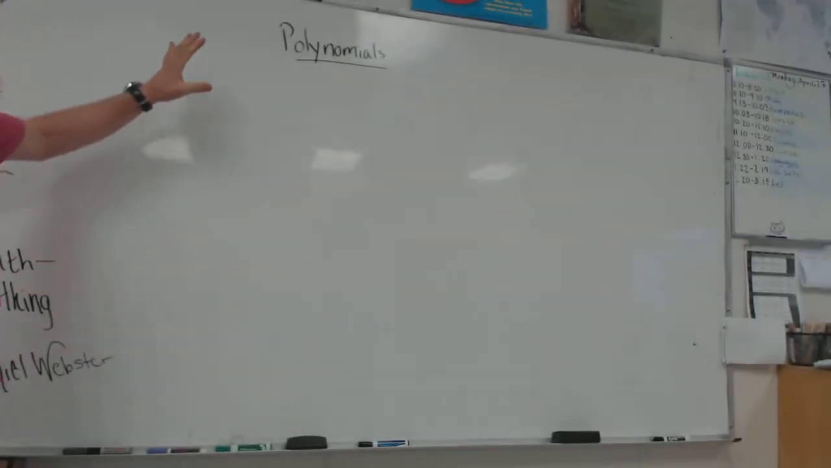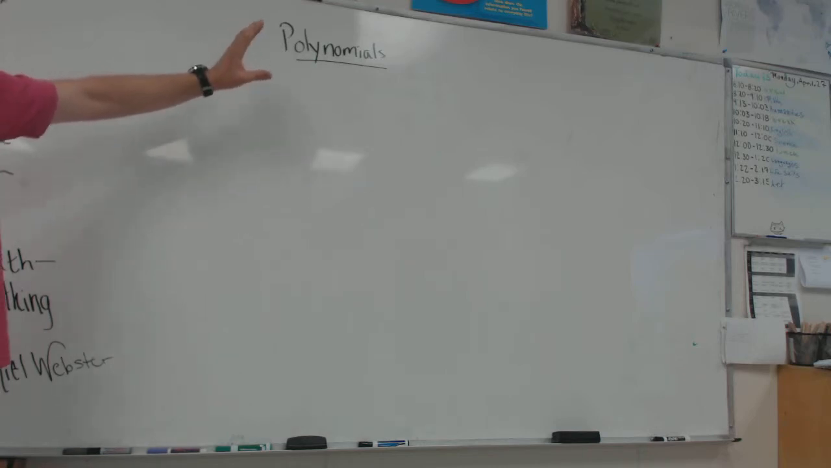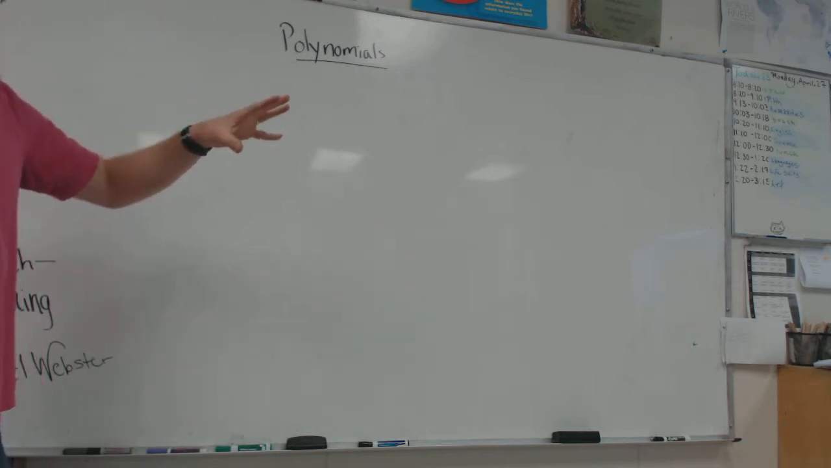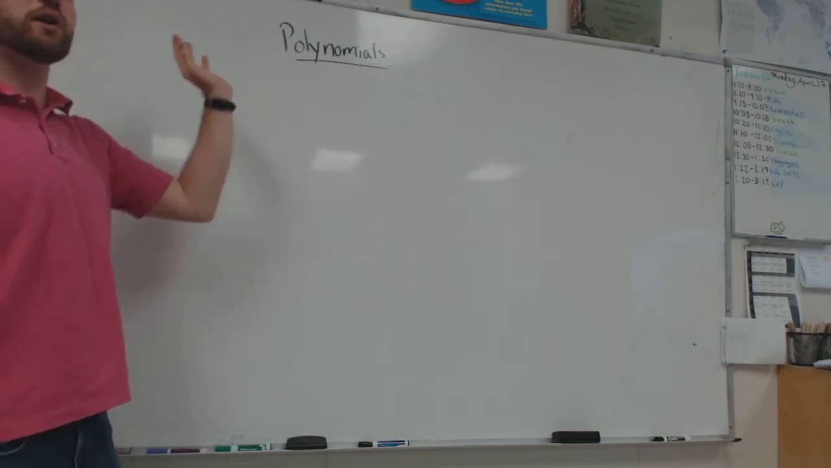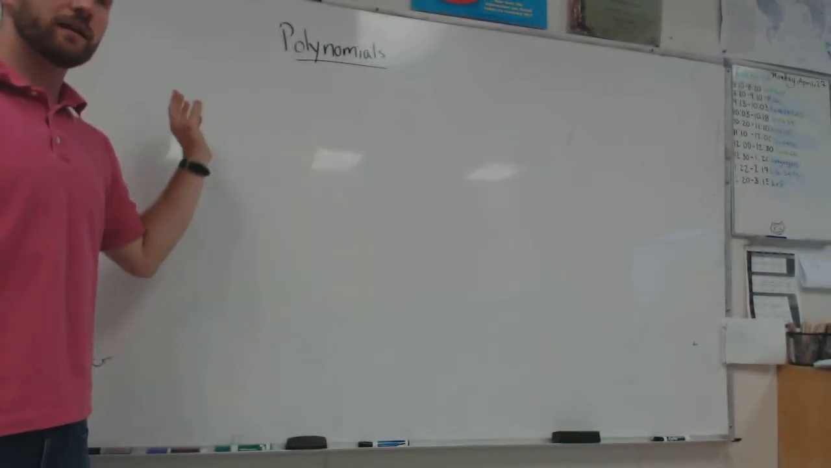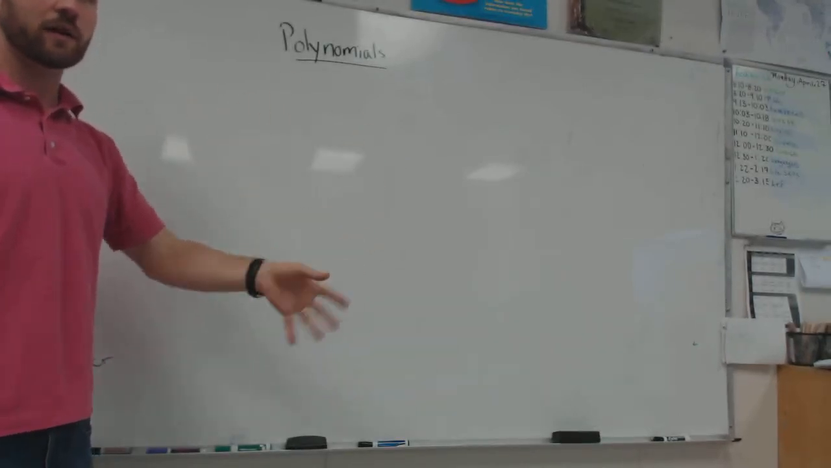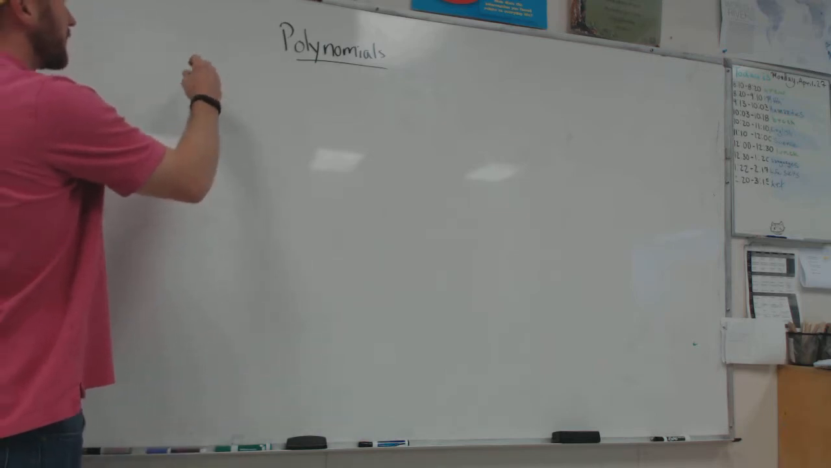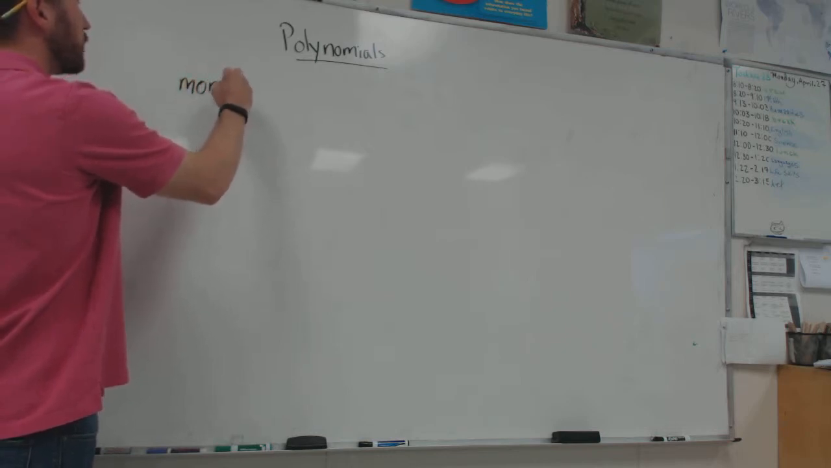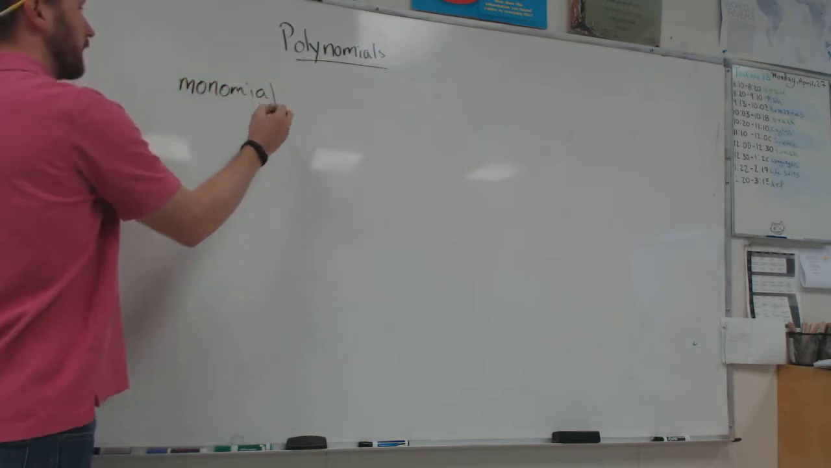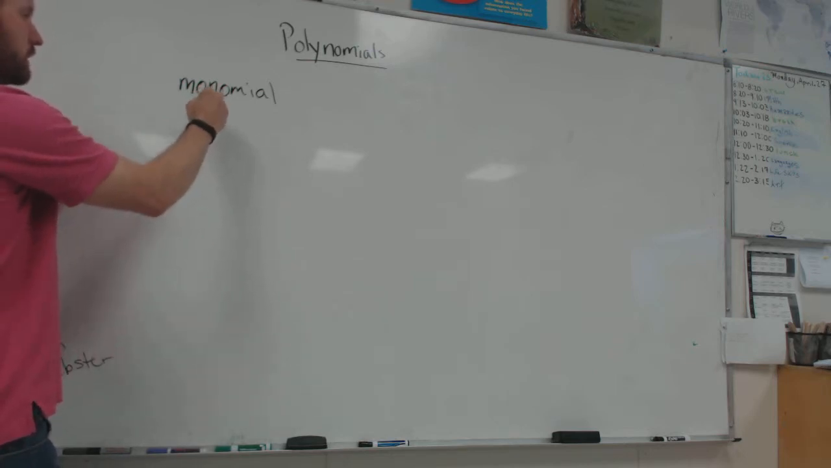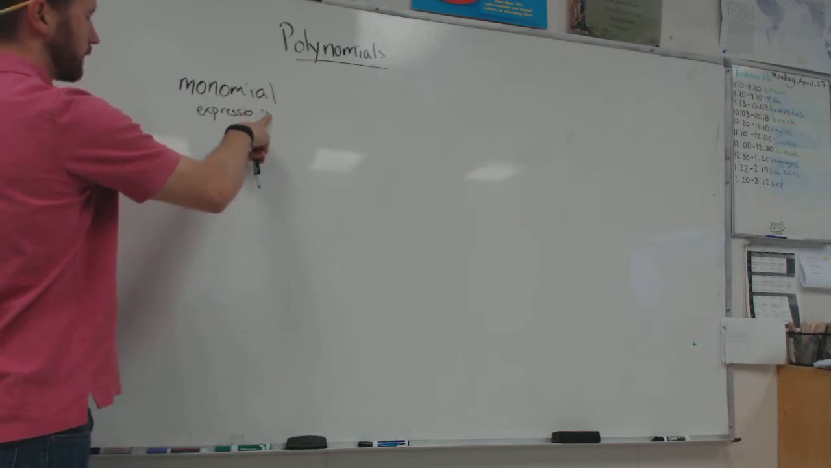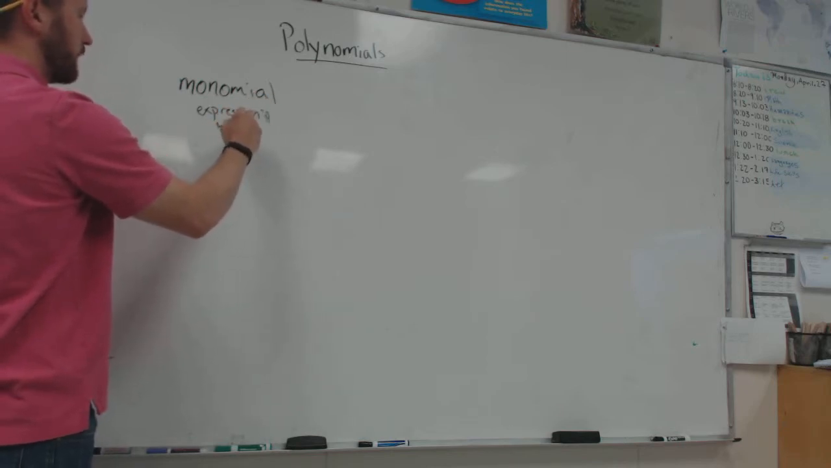Okay? So the idea there, I know you probably didn't write all that down, but the idea was that we have expressions and equations. Those are really general terms. An expression can be pretty much anything that you write without an equal sign. An equation is pretty much anything that you can write with an equal sign. So how do we name them more specifically? Well, we have this thing in math called a monomial. A monomial is an expression with one term.